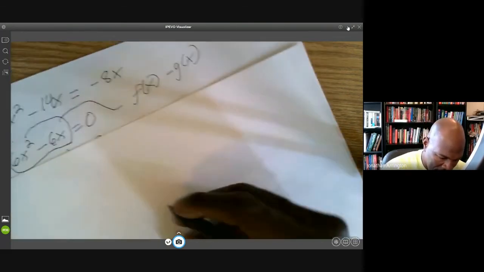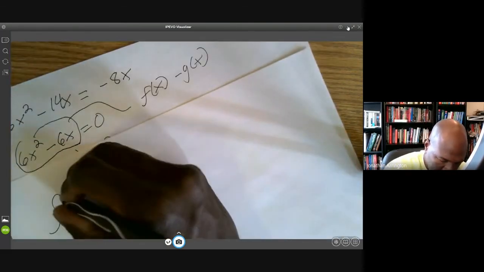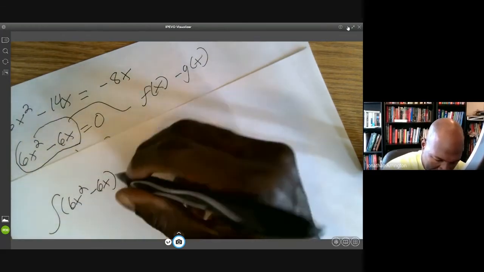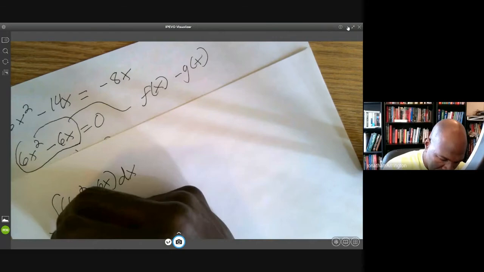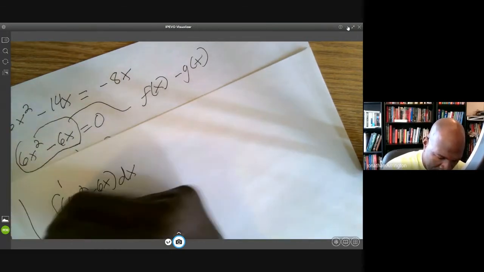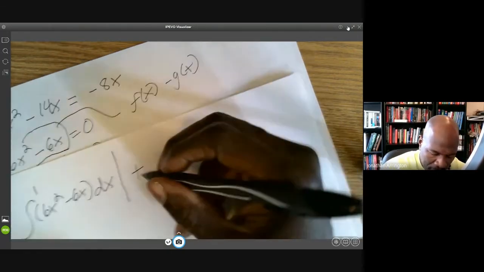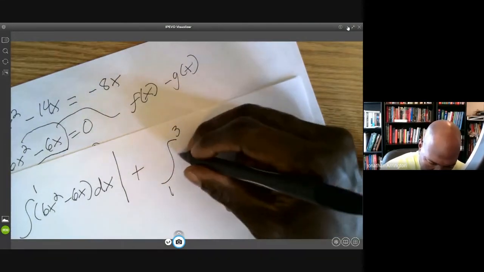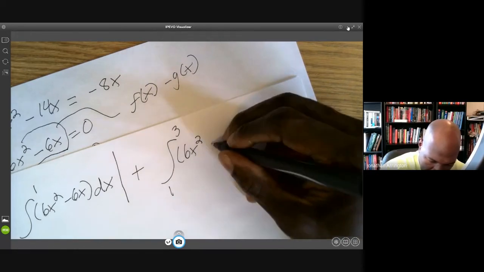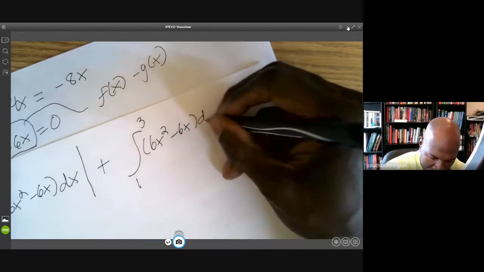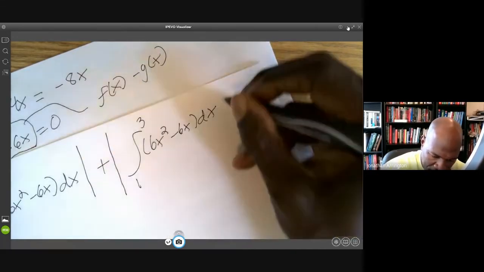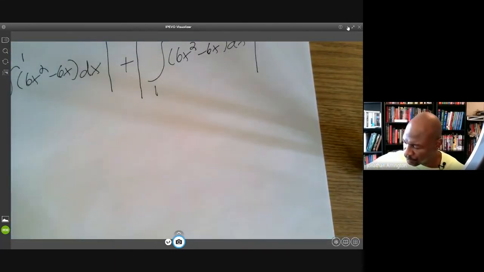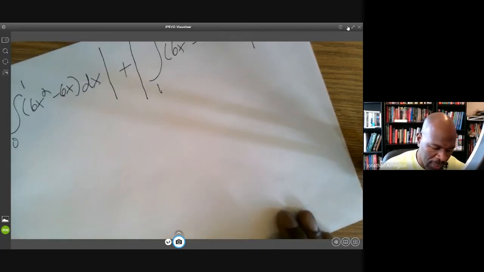So what we have is we're going to integrate 6x squared minus 6x from 0 to 1, and we're going to take the absolute value of that number, and then we're going to integrate the exact same thing from 1 to 3, and we're going to take the absolute value of that number. So that's the problem. So let's go ahead and find the antiderivative.